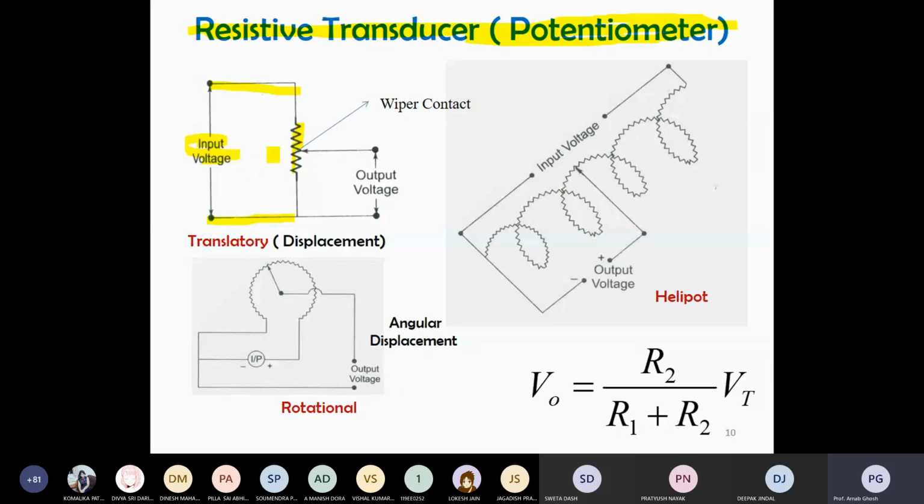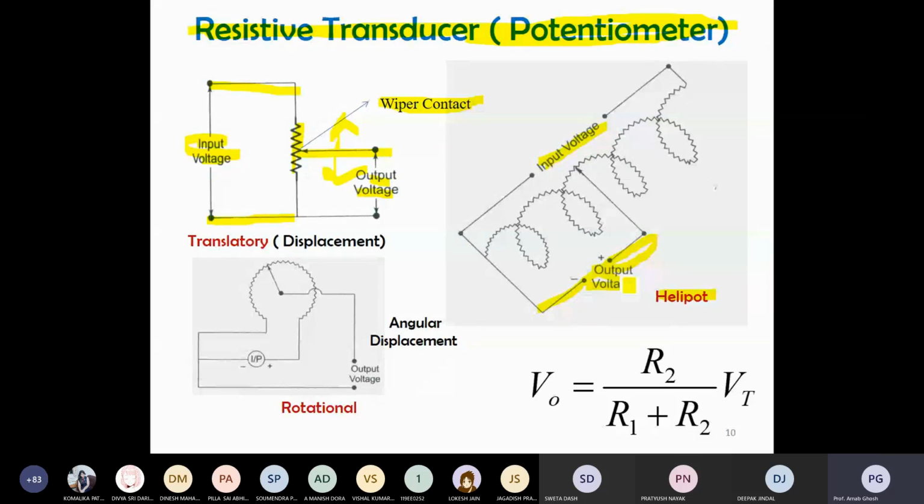If you move the slider, you can call it a wiper contact. If you are able to move that contact, the output voltage will be changed. Here you can see multiple turns of resistance, rotating like a spring, and you will get the output voltage over here. It is called a helipot, and the input voltage is given here.